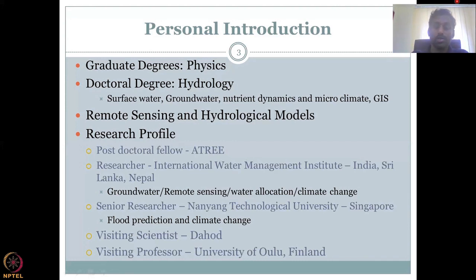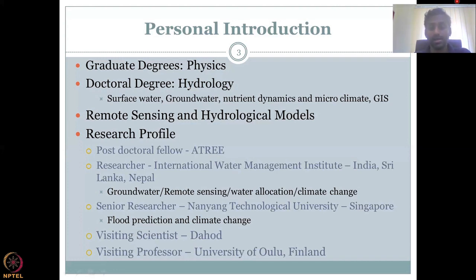Then I was promoted to senior researcher at Nanyang Technological University, which is a key university in Singapore. There I did a lot of flood modeling and flood prediction for the island state of Singapore. A lot of climate change extremes happen, and because of that, island nations are under tremendous risk. So some of my work led into discussing these risk analyses.